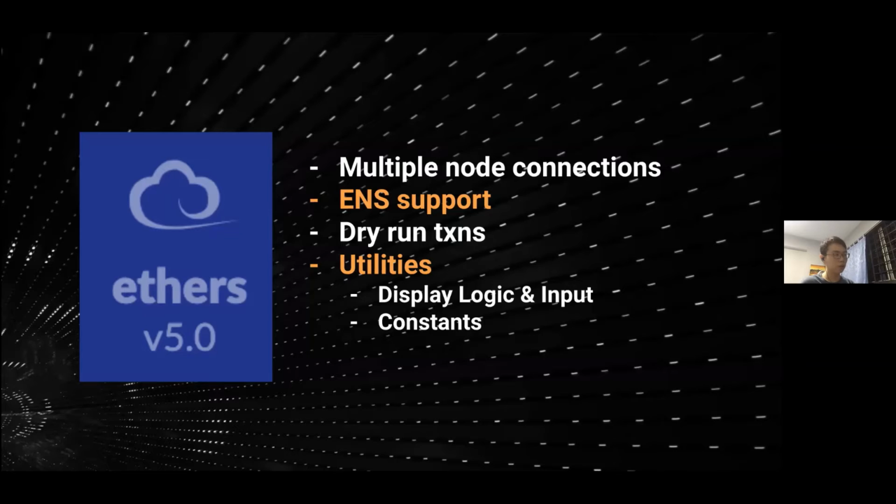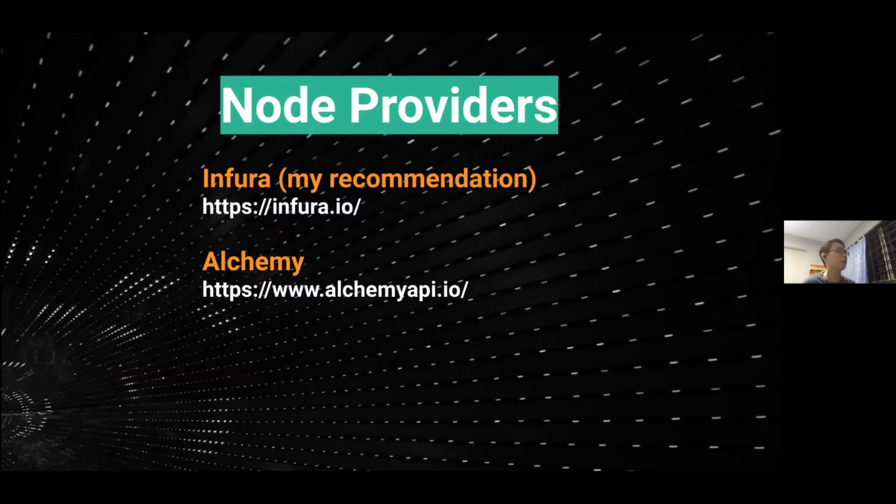Second of all, they have better ENS support. And they also have dry run transactions, right? So what this allows you to do is to test out a transaction without really having to send it directly onto mainnet and therefore wasting gas, right? So you really have to read more into their documentation in order to know more about these features. And of course, they have some very nice constants that they specifically define in the library that you can just easily import.